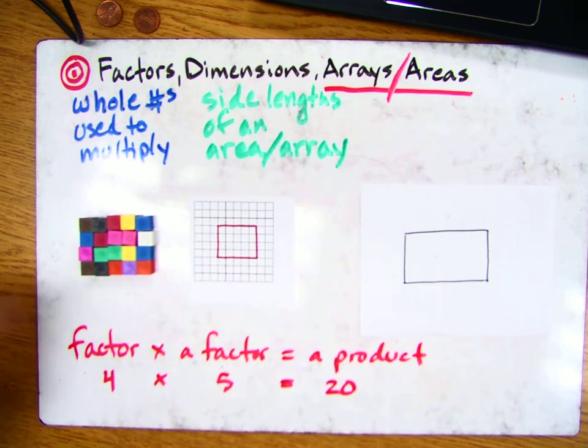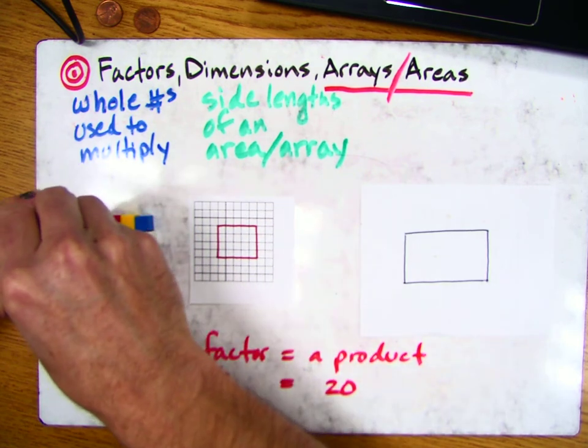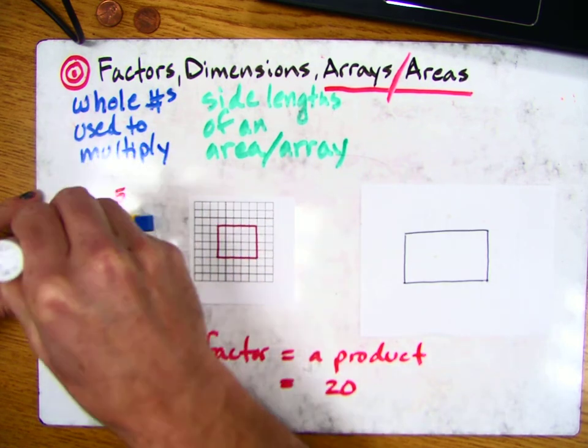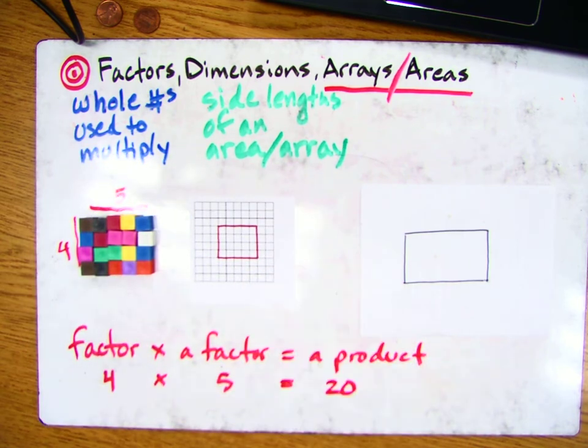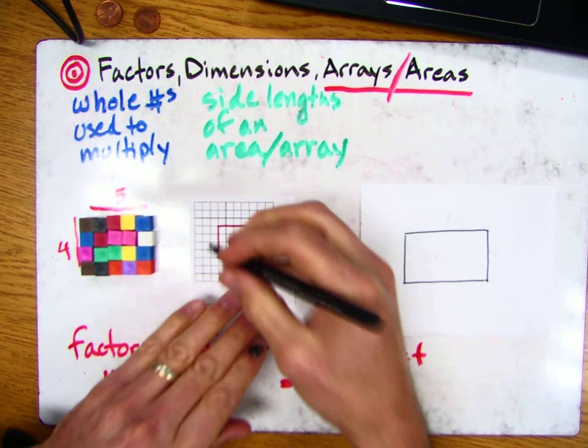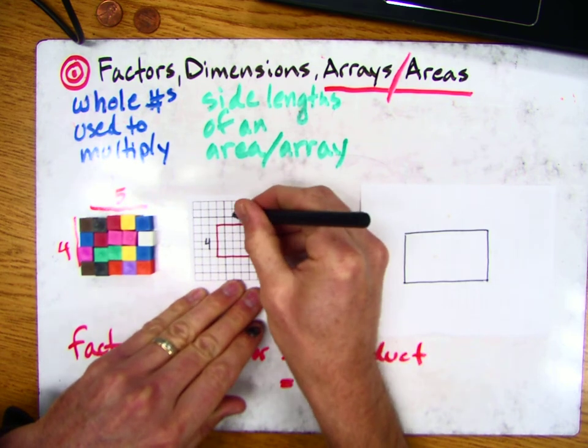So I could come over here and say the dimensions of this arrangement or this array are 4 by 5 because those are the side lengths there. And if I come to a picture like this in the middle, I can do the same thing. I can say that it's 4 by 5.